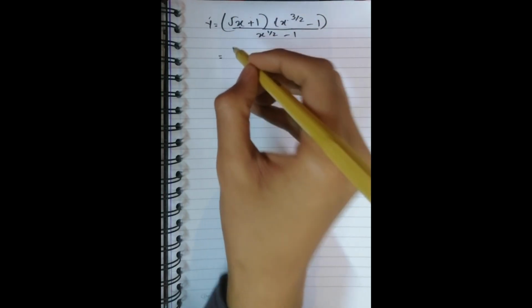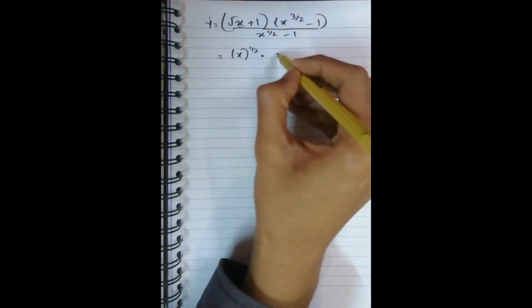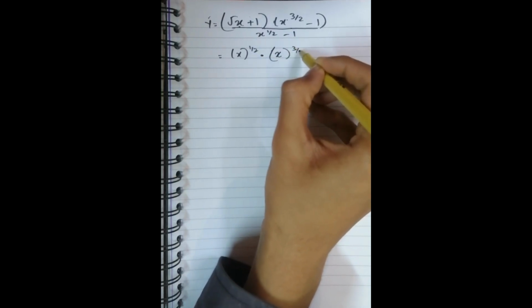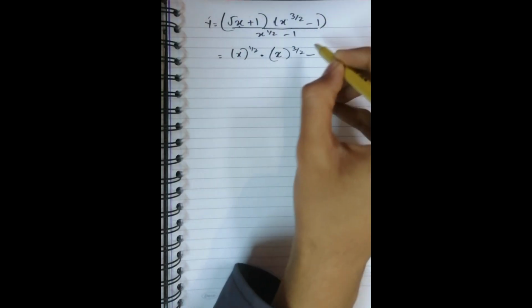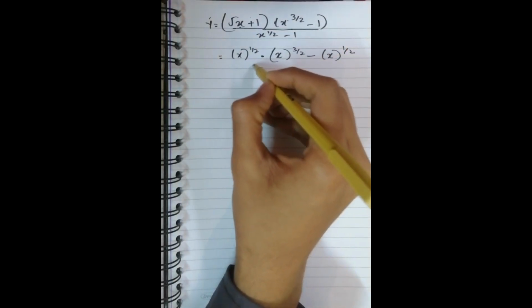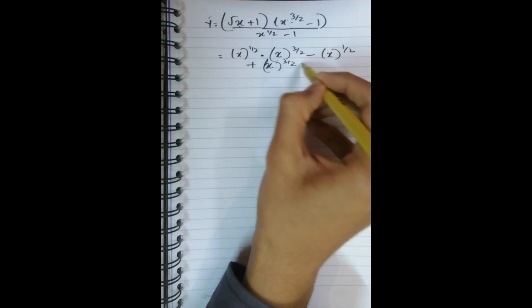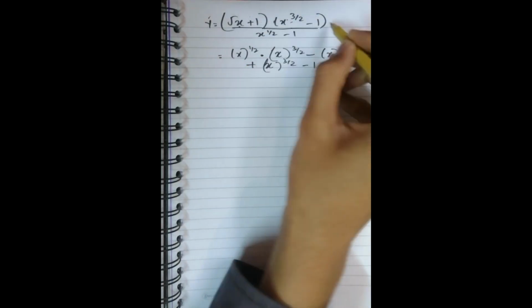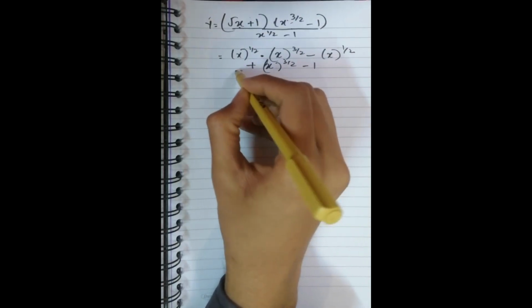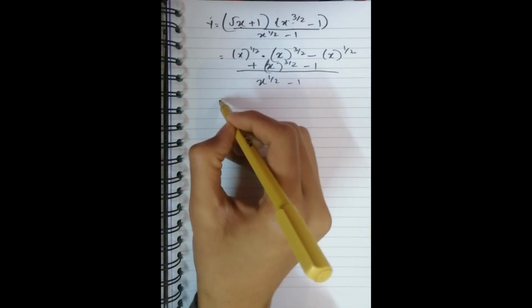We know that the root is x power 1 by 2, so x power 1 by 2 is multiplied by x power 3 by 2 minus x power 1 by 2 multiplied by 1, so x power 1 by 2, then plus 1 multiplied by x power 3 by 2 minus 1. 1 times 1 is 1, so that's good. And in the denominator, we have x power 1 by 2 minus 1, okay?